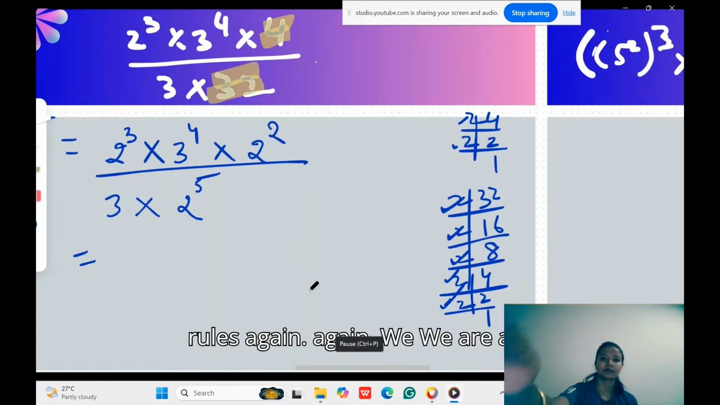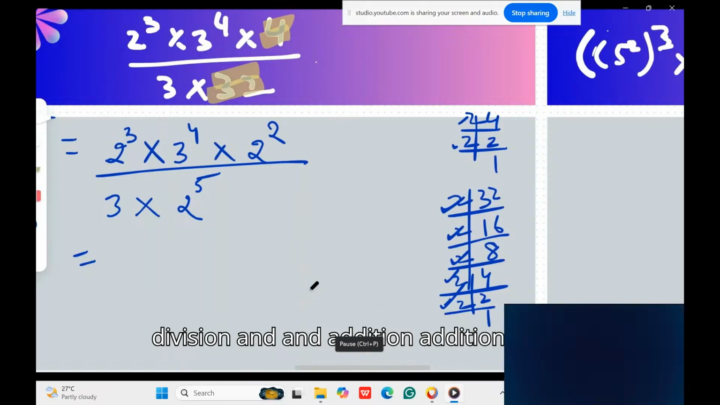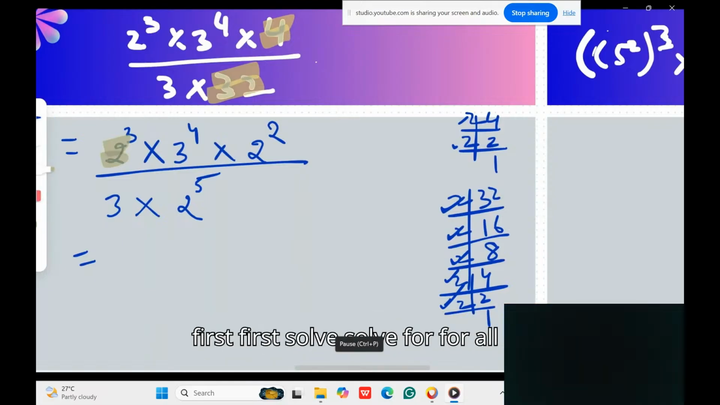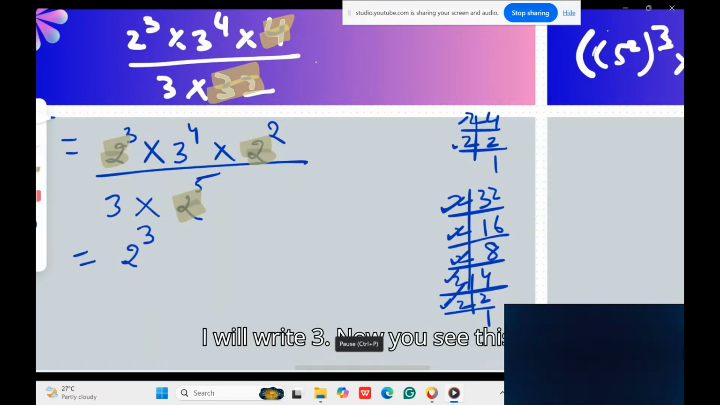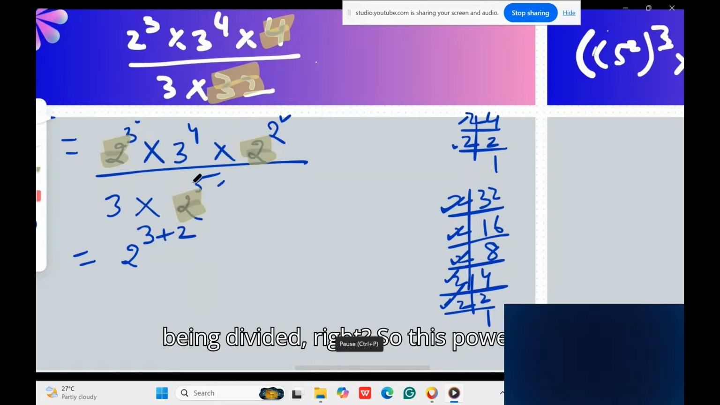Again, we are applying the division and addition rules. You can do it directly. So let's first solve for all the 2's. Here, first I will write 3. Now you see that 3 and 2 here are being multiplied, so we'll add the powers. And this 2 raised to the power 5 here is being divided, right? So this power will go up in the numerator and be subtracted.